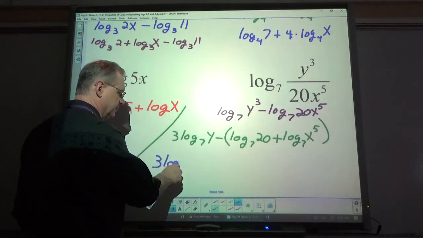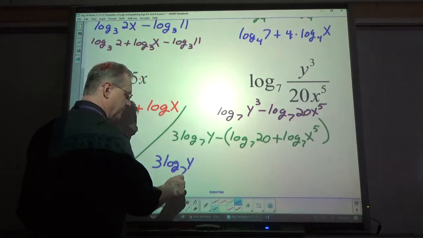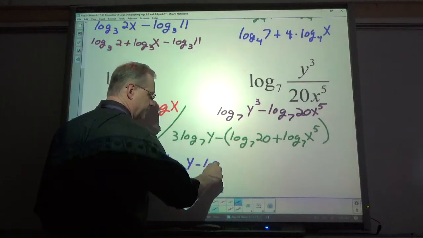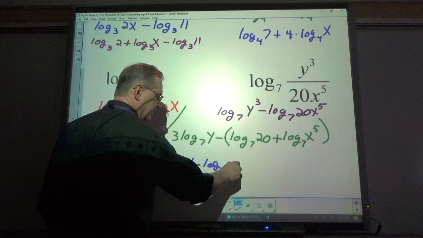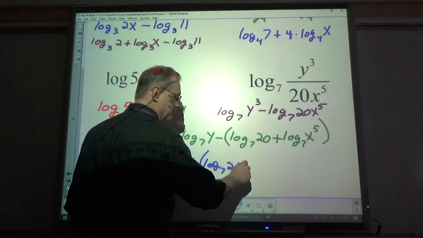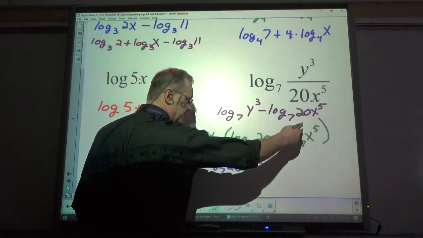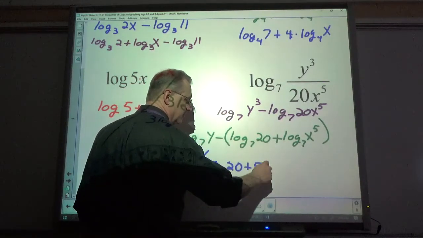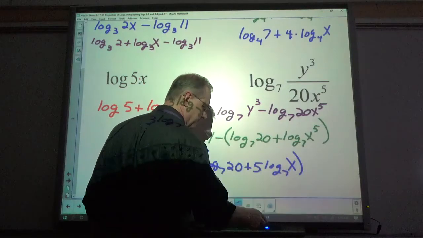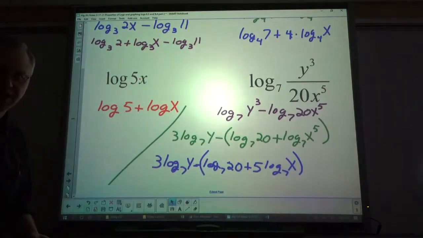3 log base 7y minus log base 7 20 parentheses plus 5, bring the power out, log base 7x. There's your final expansion.